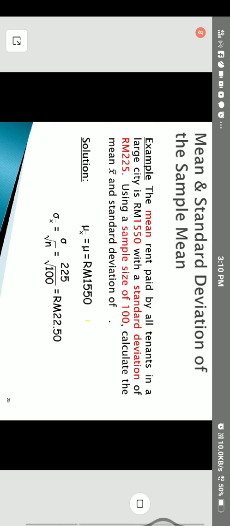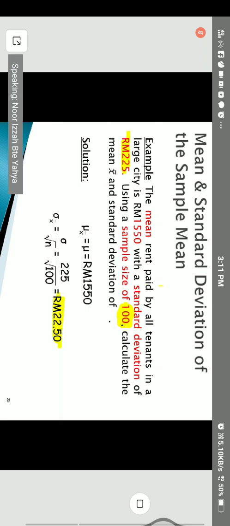Calculate the mean and standard deviation of the sample mean. The mean of your sample mean will be the same as the population mean. The standard deviation of your sample mean will be 235 divided by the square root of your sample size 100. So you get the standard deviation of your sample mean, and this is the figure: RM22.50.